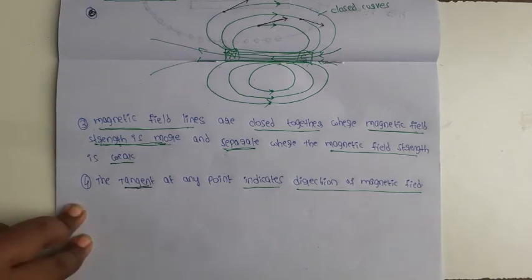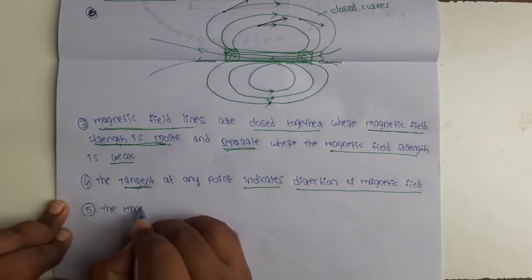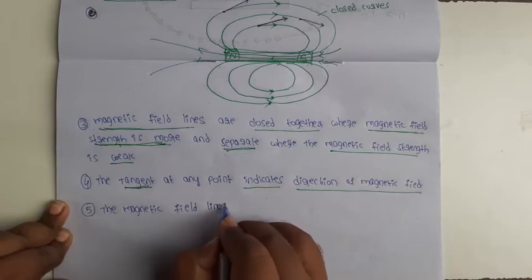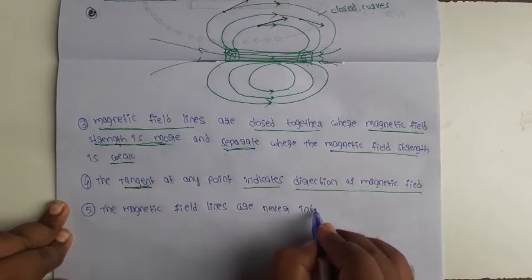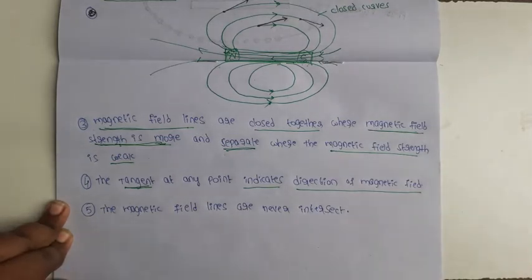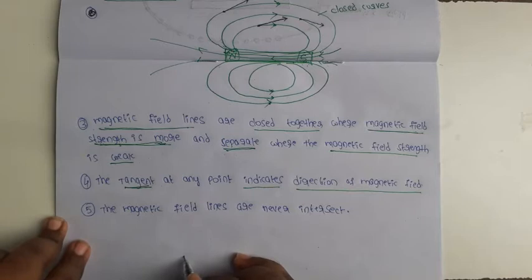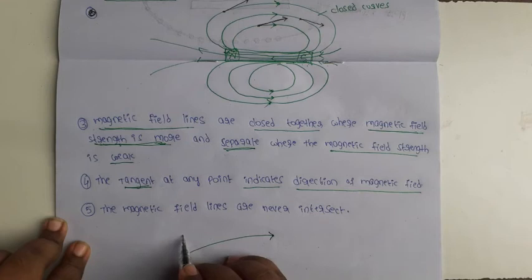Next point: magnetic field lines never intersect. This is a property of magnetic field lines. This is one magnetic field line. This is another magnetic field line.